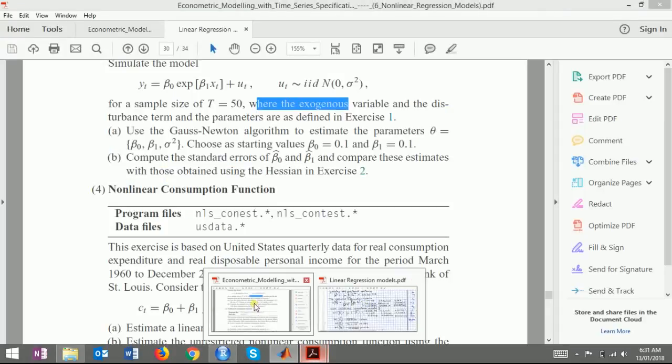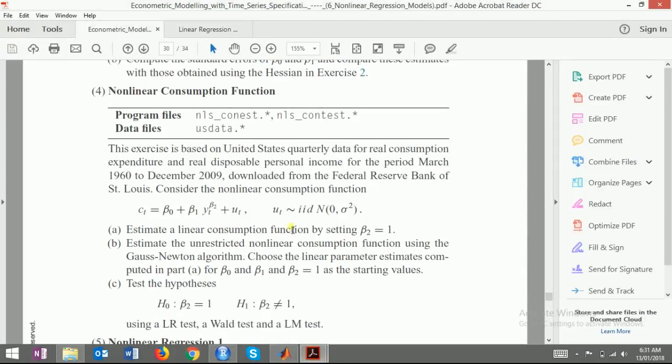Let's have a look at the fourth problem, nonlinear consumption function. So we have constant contest, two problems. The exercise is based on United States quarterly data for real consumption expenditure and real disposable personal income for the period March 1960 to December 2009, downloaded from the Federal Reserve Bank of St. Louis.